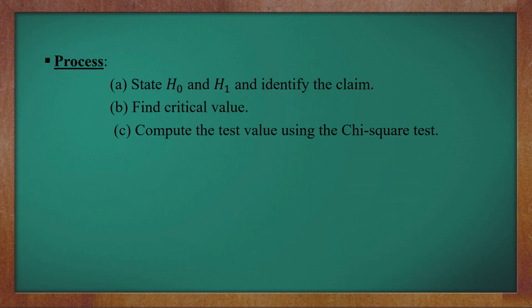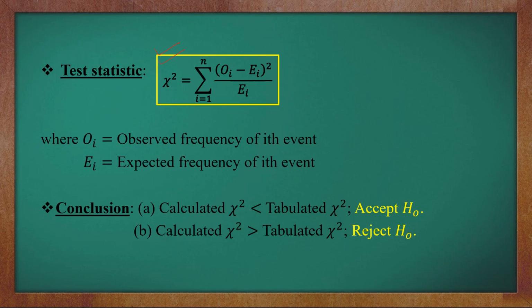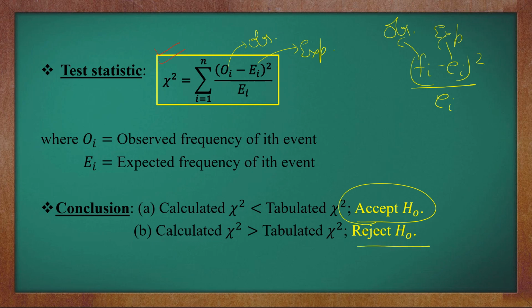The process in chi-square is to first take the null and alternative hypotheses, find critical values, and apply the chi-square test. This is the formula for the chi-square test, and this is not x; it is the notation of chi-square. Please remember this. The formula of chi-square is the sum of (Oi minus Ei) squared upon Ei. In many books they use Fi minus Ei, which doesn't matter; both have the same meaning. Oi means observed, what is given to you, and Ei means expected. Same for Fi, which means observed. The conclusion: if calculated chi-square is less than the tabulated value, accept the hypothesis, otherwise reject the hypothesis.